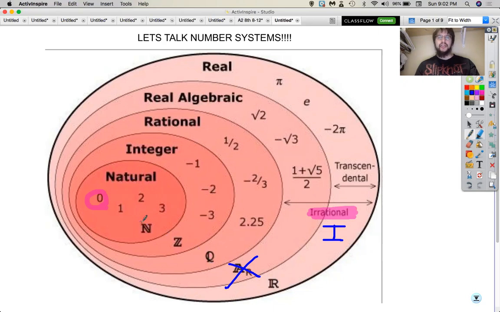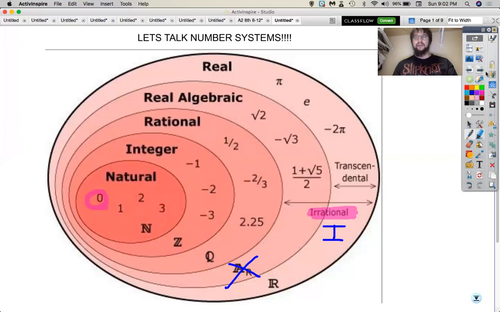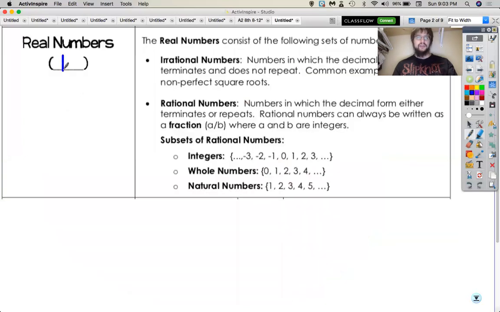So natural numbers are N, integers are Z, thank some German dude for that one. Rational numbers are Q, quotient. Irrational numbers are I, and real numbers are R. Now you write them very specifically. You don't write just a regular old R. You have a double-lined R for the real numbers.